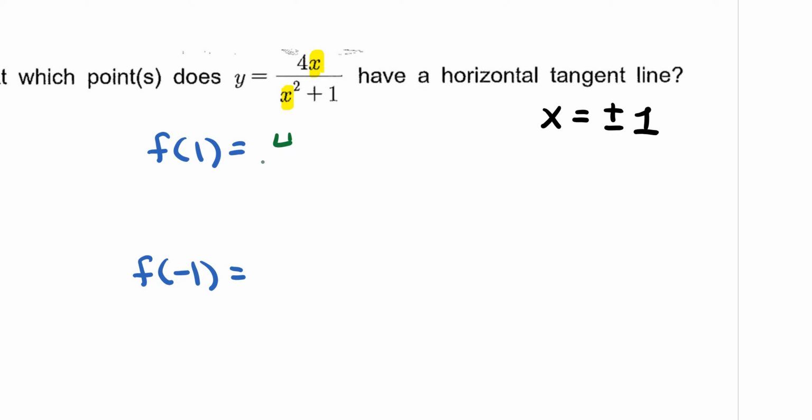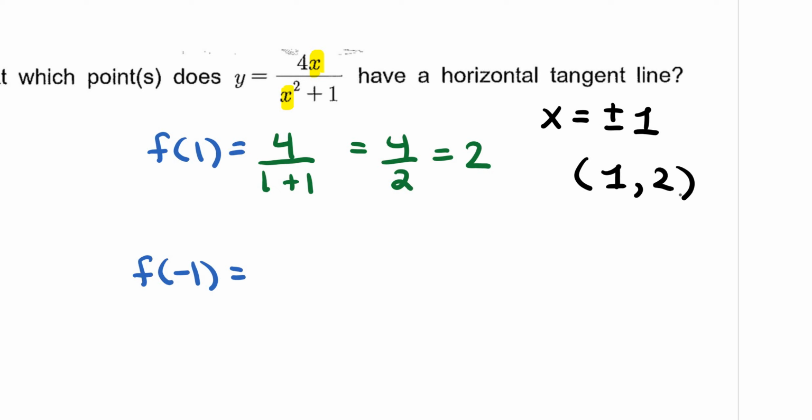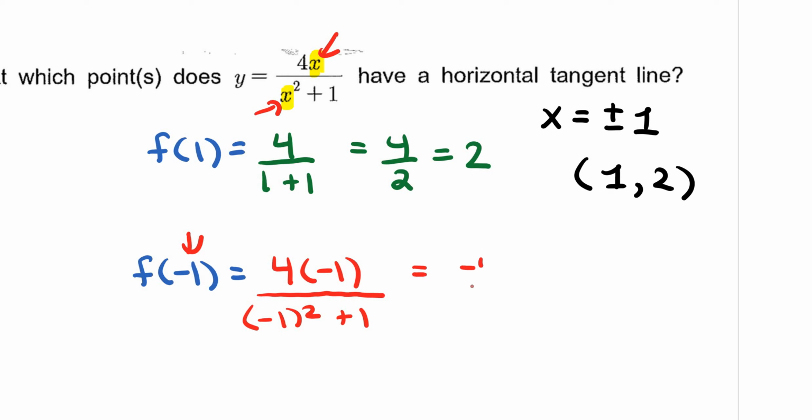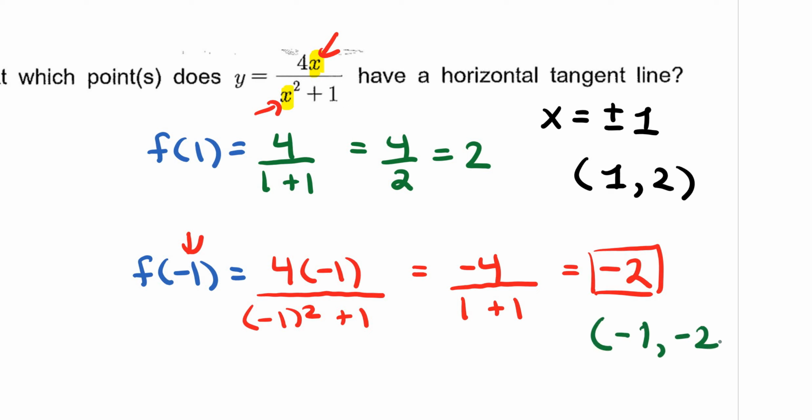So if I do that, I get 4 all over 1 plus 1, which equals 4 over 2, which equals 2. Okay, so what that means is one of my points will be 1, 2. That's one of the points. And then if I plug in the negative 1 here, I would get 4 times negative 1 all divided by negative 1 squared plus 1. This equals negative 4 all over 1 plus 1, and that's going to be equal to negative 2. Okay, so that implies that the point will be negative 1, negative 2.